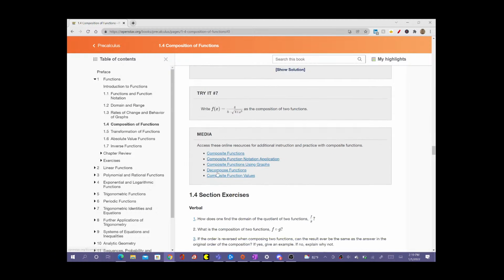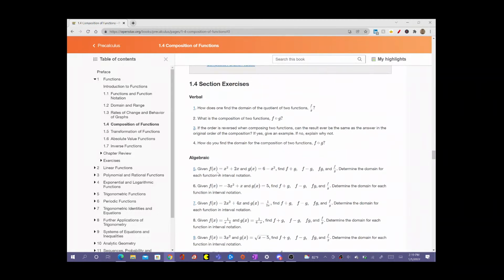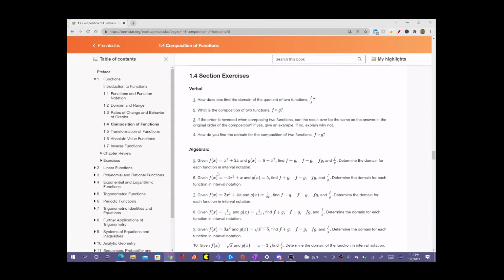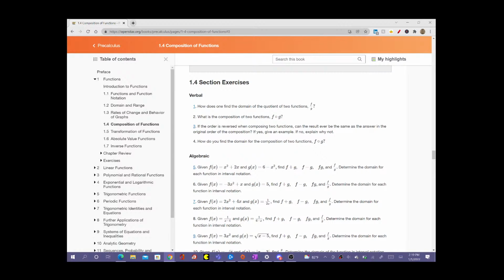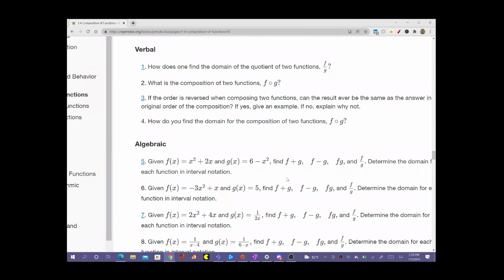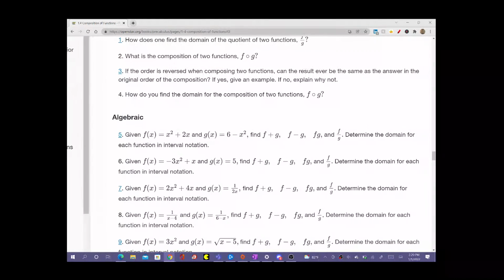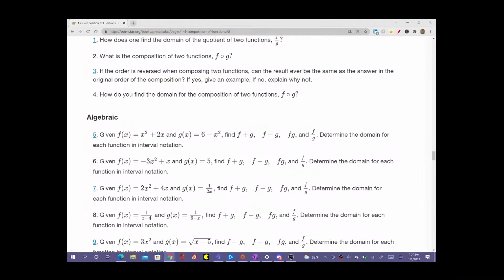The ones that have the exercises, really. So I'm not really going to go over the verbal part, because it's just vocabulary. So number 5, and also I'm not really going to do domain or range.